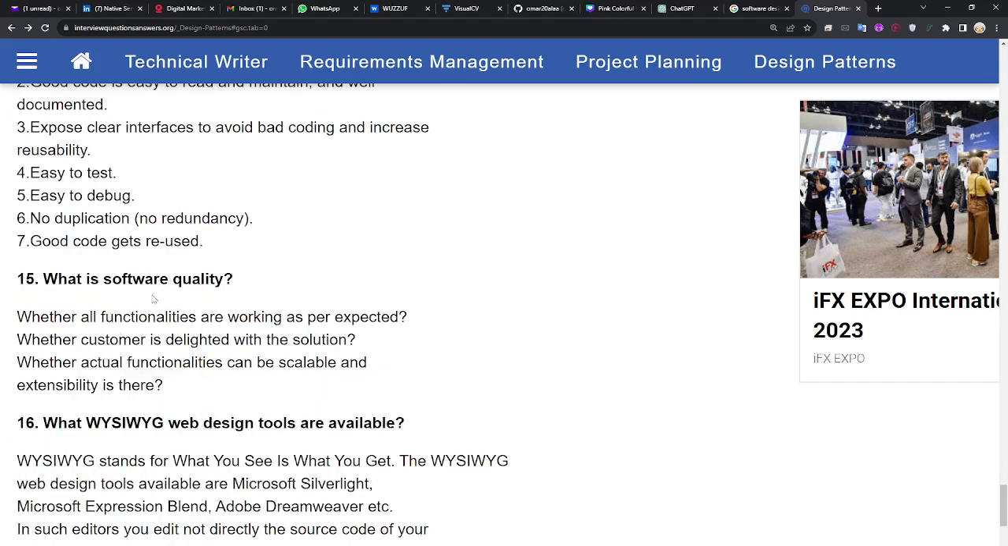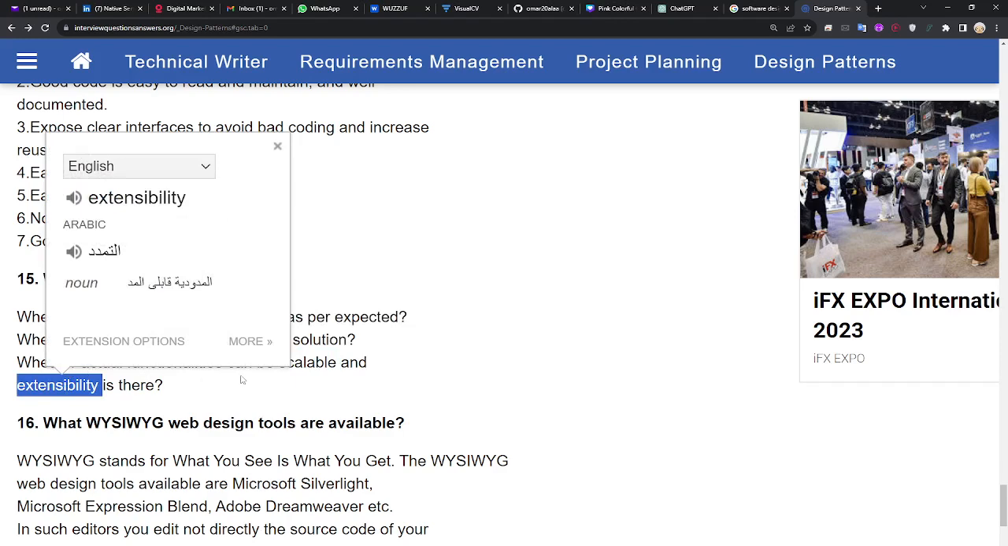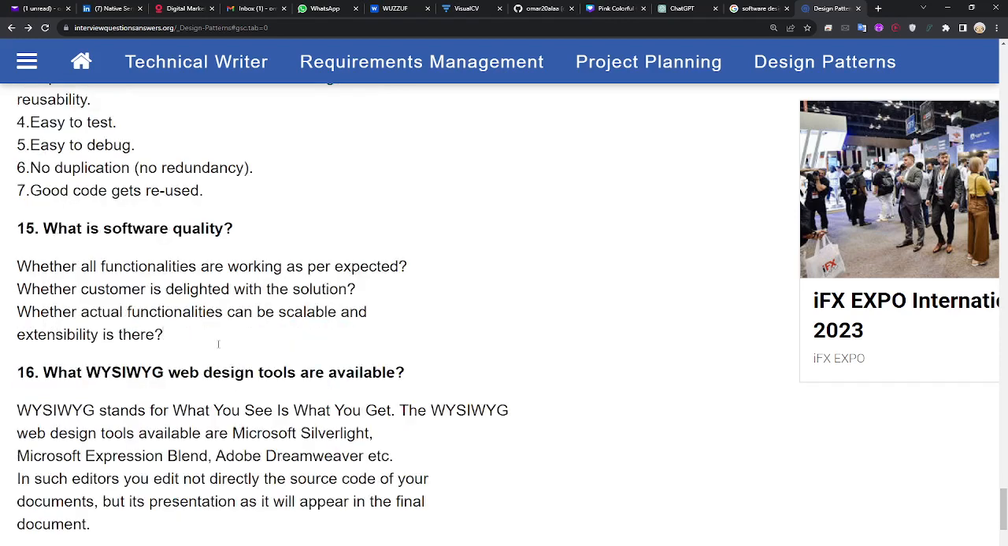What is software quality؟ Whether all functionalities are working as expected, whether customer is delighted with the solutions, whether actual functionalities can be scalable، يعني قابلة للتطوير. و extensibility، قابلة للامتداد والتوسع is there.